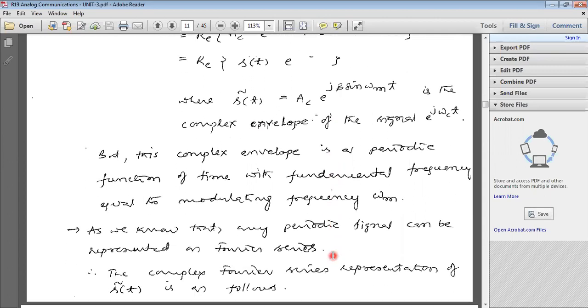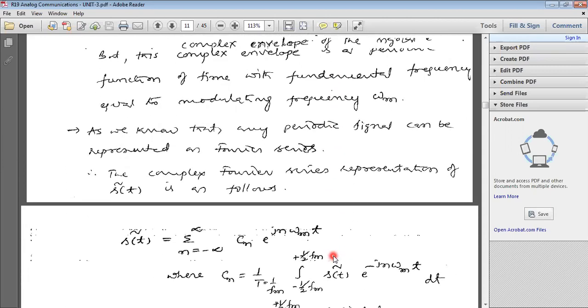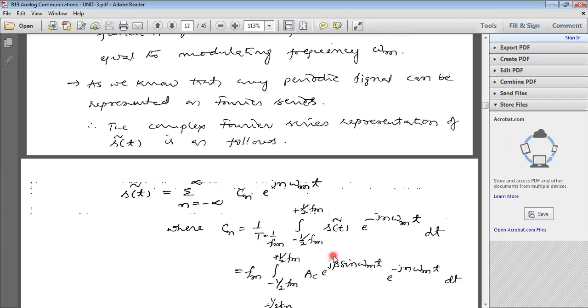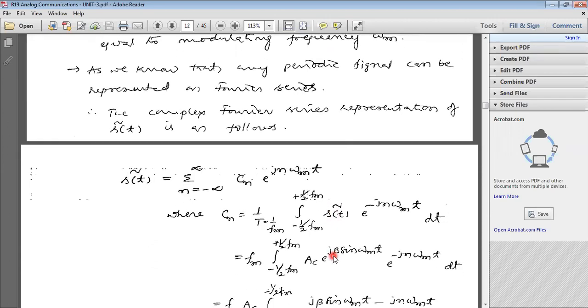So therefore here we take the Fourier series, then it becomes sigma n equal to minus infinity to infinity Cn into e power jn omega mt. First of all, you calculate the Cn value. After you get the Cn value, you substitute it in S envelope of t. After calculating S envelope of t, you substitute it in S of t.